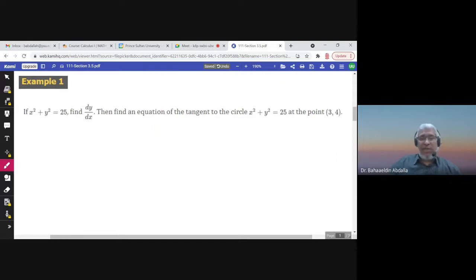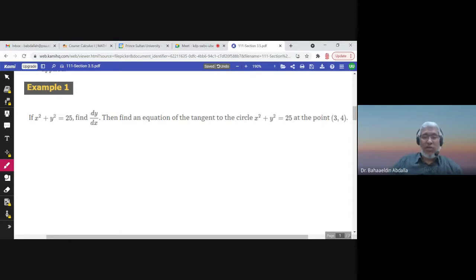Let us see an example. Here we have the equation x squared plus y squared equals 25. If we find the derivative with respect to x, the derivative of x squared is 2x, plus the derivative of y squared with respect to x. Now y is a function of x. For example, y could be sine x, or e to the power x, or x to the power 3 plus 1. Whatever, it's a function of x, so y is not x.